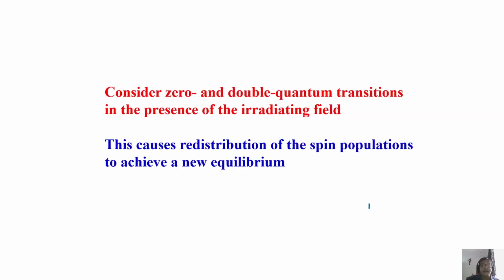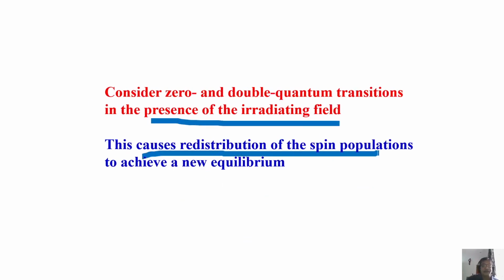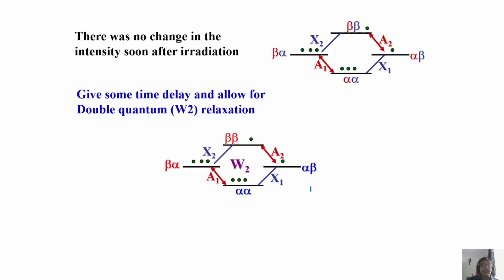Now consider zero and double quantum transitions in the presence of irradiating field. See how the spins get redistributed into the new equilibrium. Now we have saturated spins, peaks corresponding to A1 and A2. The A spin is saturated. We start from that point, and after some time, when we calculate the intensity, A0, this A0, and this was 2, there was no effect. That's what was our conclusion.